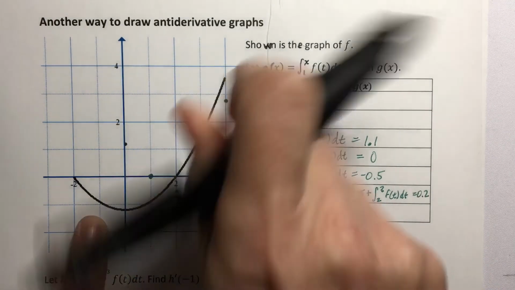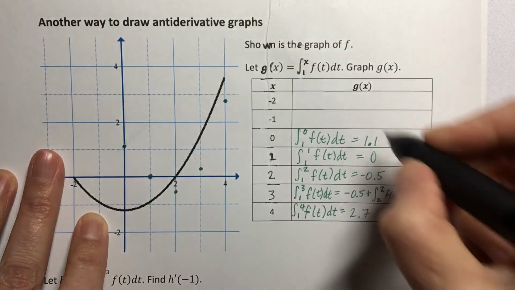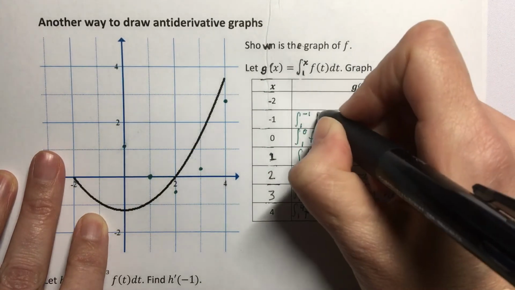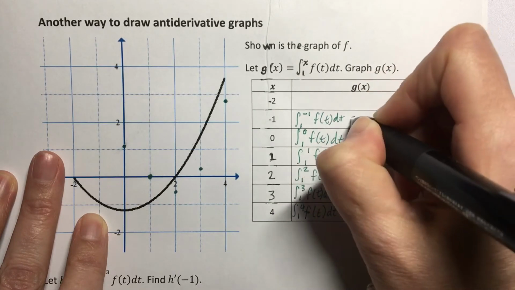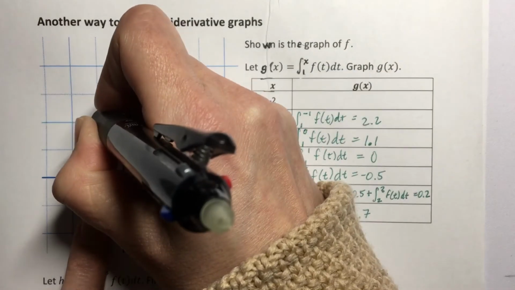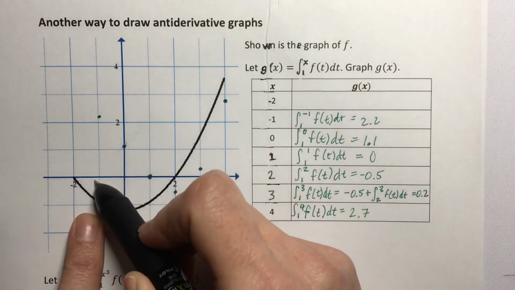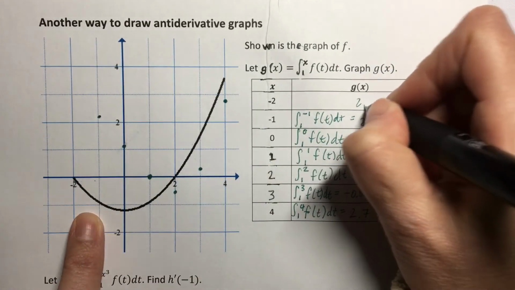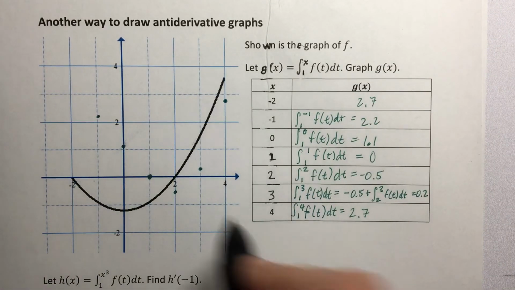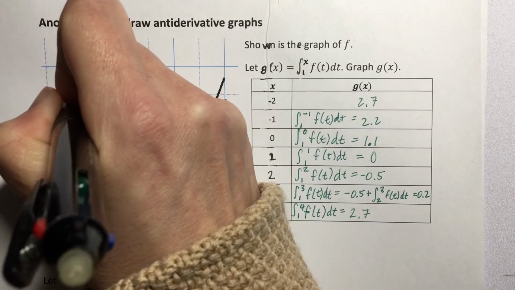And then, which I kind of missed on my point. Yay for erasable pens. And then for -1, that's going from 1 back to -1 for f of t dt, which would be another 1.1, so 2.2. And then for -2, I have another 0.5-ish that's going to increase, so that would be about a 2.7. So I can plot that, which takes me to, call it here.